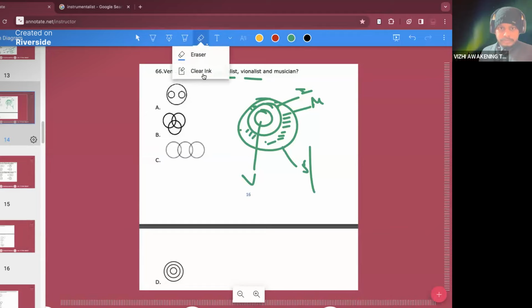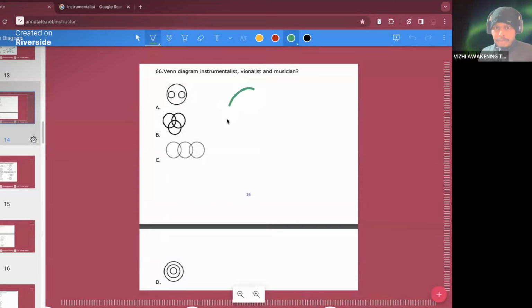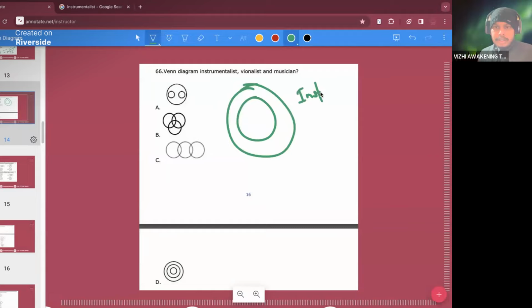Yes, guys. All musicians are not your instrumentalist. Mentalist, sorry. Because for those musicians, it's not mandatory to work with instruments only. Is it mandatory, guys? No, it's not mandatory.